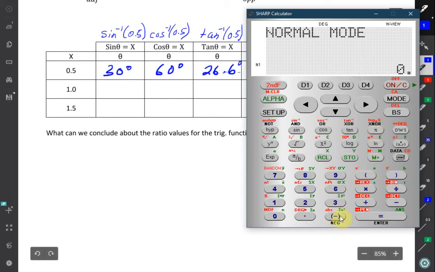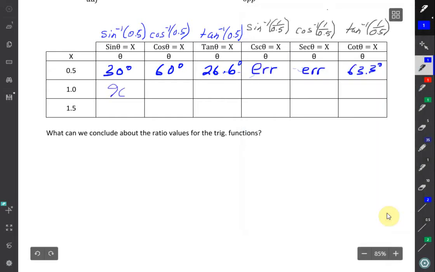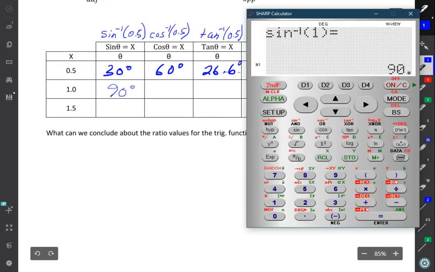So the inverse sine of 1, second function sine, and now this is the limit that we were talking about. The largest that those ratios can ever be is 1, and the inverse sine of 1 gives us 90. And that should make sense, hopefully, when you think about that, because there's already a 90 in the triangle, and triangles add up to 180.